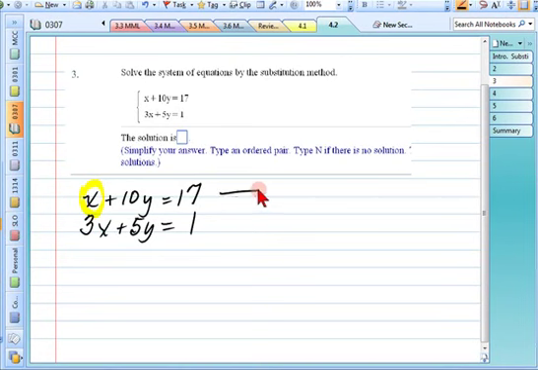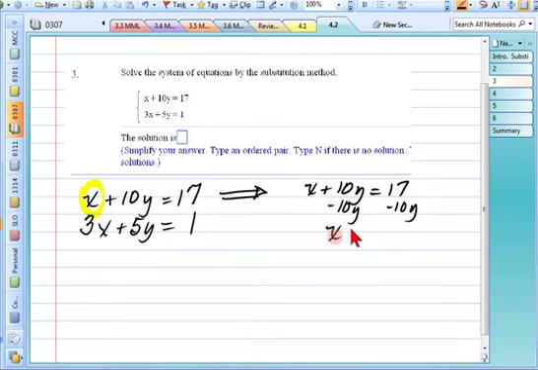All right, I am going to draw a double arrow saying I'm off to do some work. I'm going to take x plus 10y equals 17, and I am going to solve for that x. I'm going to subtract 10y, and that gives me x is equal to negative 10y plus 17. Is that better? All I did was subtract 10y from both sides. I changed this first equation into a form of x equals.